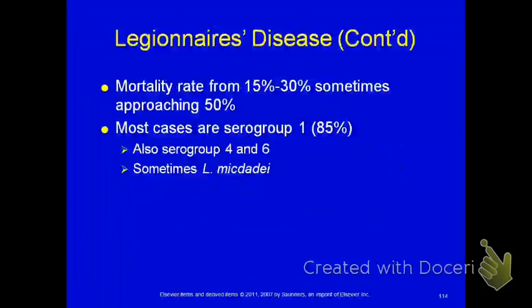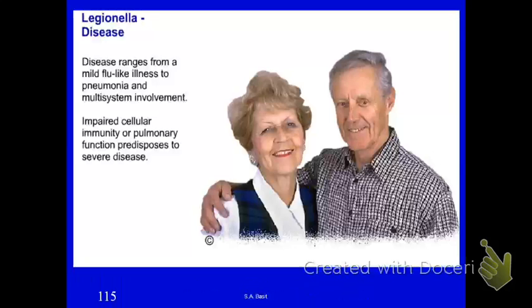So the most common culprit, as I did mention before, was the serogroup 1. Okay, although serogroups 4 and 6 could also be implicated, or sometimes even other species. Okay, so Legionella disease ranges from a mild flu-like illness, call it Pontiac, okay? If it's mild, Pontiac. If it's severe, Legionnaires' disease. Okay? So, mild flu-like illness to pneumonia and multi-system involvement. So, impaired cellular immunity or pulmonary function would predispose you to a more severe disease.